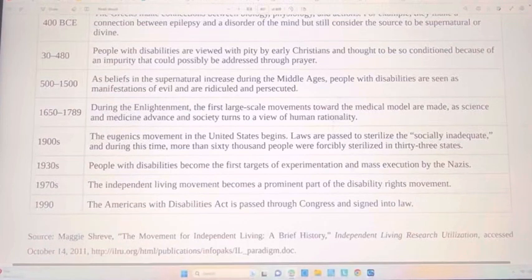1650 to 1789, during the Enlightenment, the first large-scale movements toward the medical model are made as science and medicine advance and society turns to a view of human rationality.